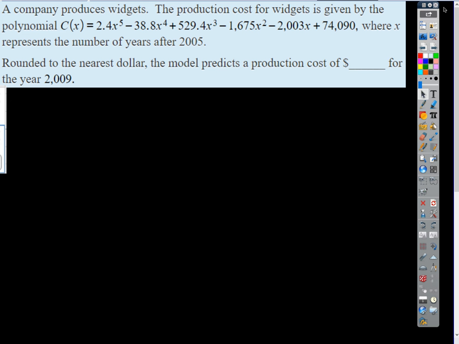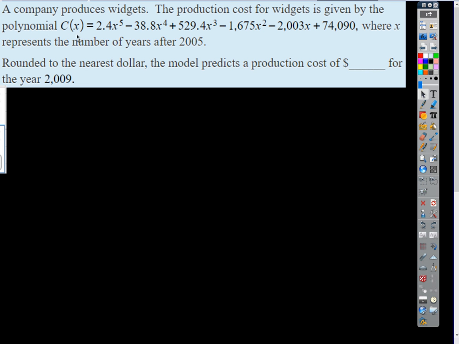So look what we got here. We've got the situation where we have a model. A company produces widgets. In economics classes, that's just the name we always give to some random product. It represents something, right? The production cost for widgets is given by the polynomial. It's a fancy word, just a function, right?